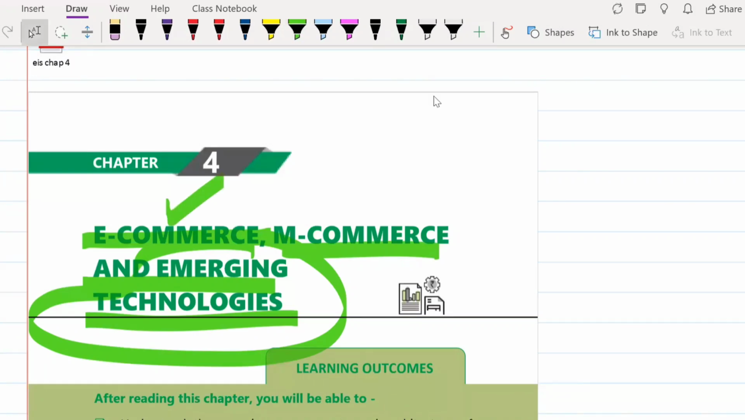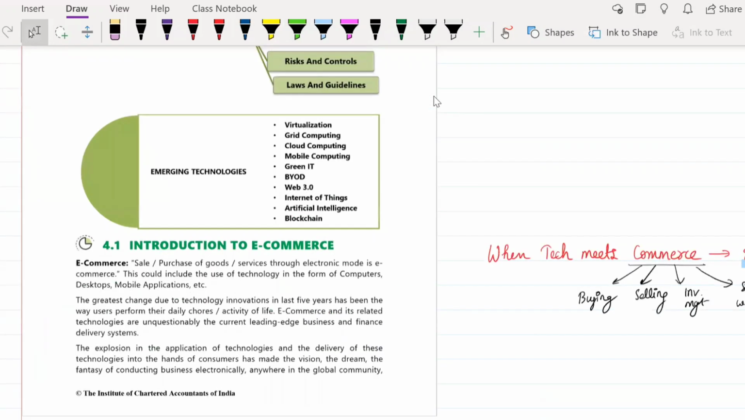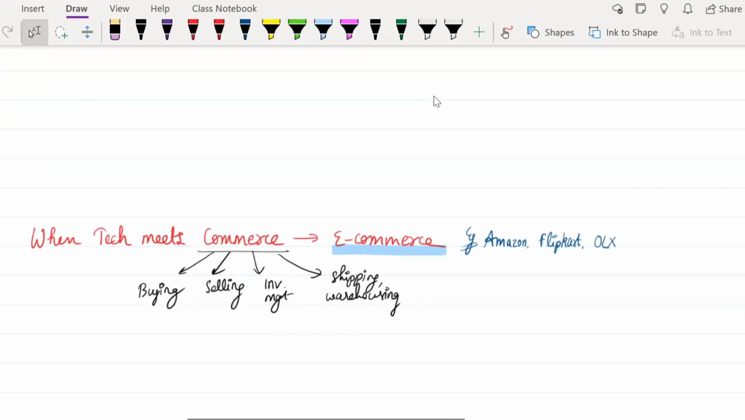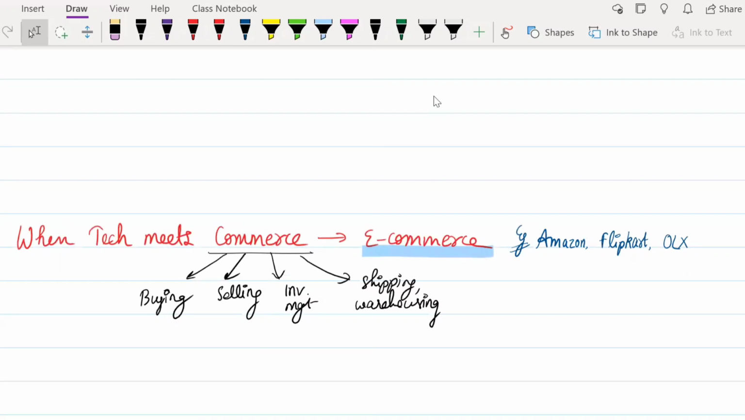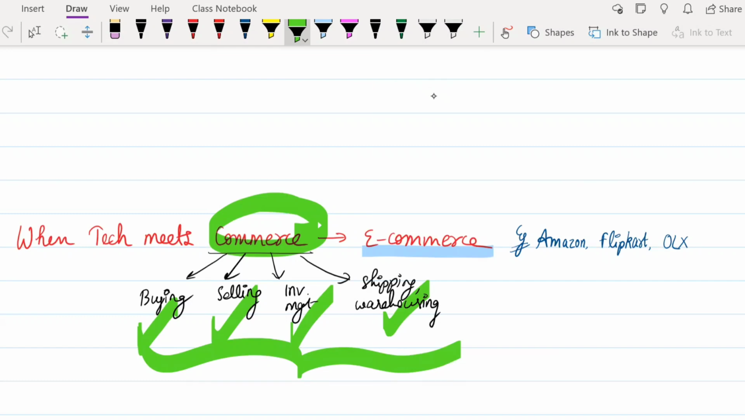So e-commerce. Now you all know what e-commerce is, and as you have grown up, it has grown with you. E-commerce is nothing but, for example, websites where buying and selling happens. That is trade, or we can say commerce, happens here. There you can buy, sell, manage your inventory, do your shipping, warehousing, all of these functions. But all of these can be done offline also. When all of these things combine with the technology available, then it becomes e-commerce.